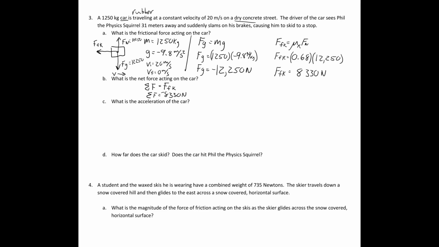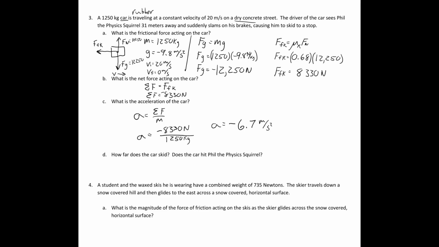Let's think dynamics. We know the net force is equal to ma. If we're looking for the acceleration, I might make my life a little bit easier and use this version of Newton's second law. A is equal to the net force divided by the mass. So the acceleration is equal to negative 8,330 newtons divided by the mass, which they tell you is 1,250 kilograms. So the acceleration of the car is negative 6.7 meters per second squared.